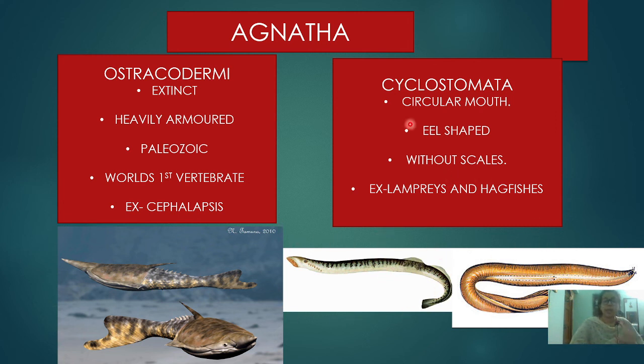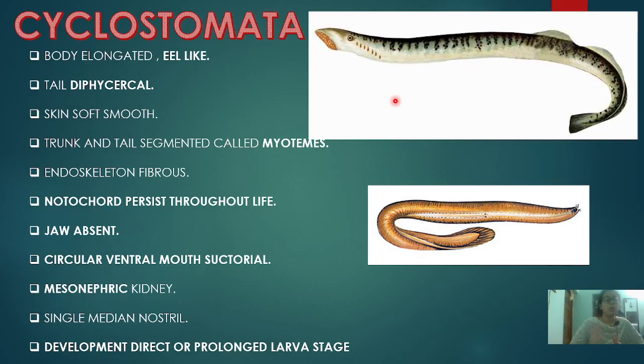In the cyclostomata, as the ostracodermi are already extinct, no further classification of ostracodermi is seen, and the cyclostomata are further classified into two classes, which we will be discussing. First we will discuss the general characteristics of the cyclostomata.